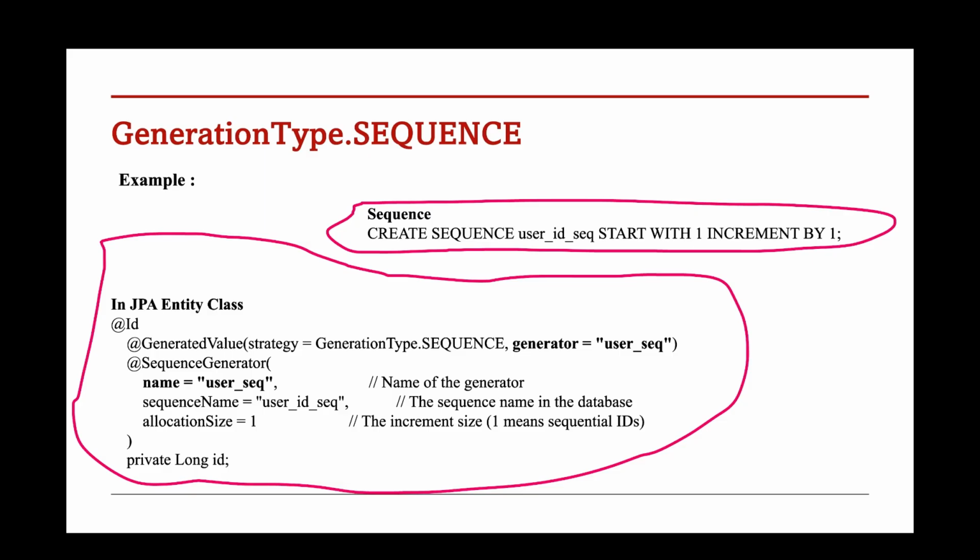And here's a crucial tip. The generator attribute in your @GeneratedValue must exactly match the name you've given in your @SequenceGenerator. No typos, no mismatches, otherwise JPA won't know which sequence to use. You can see the example on my screen right now.